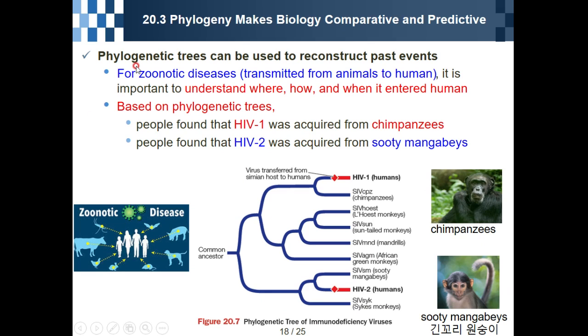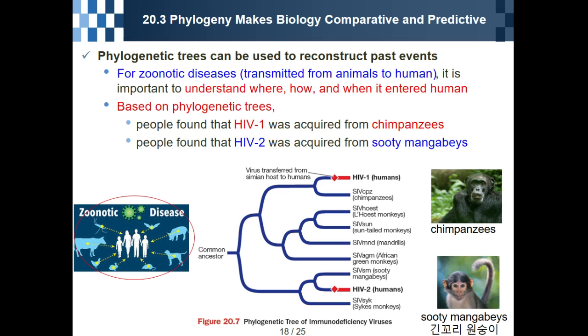And also, now we will go to the third subject. Phylogenies make biology comparative and predictive. Okay, so phylogenetic trees can be used to reconstruct past events. For example, zoonotic disease.